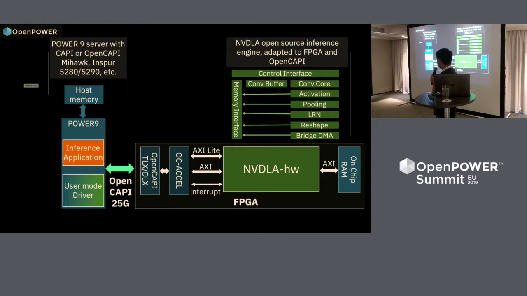And then for the host system, for the POWER system, we are running our project on a real POWER system, whose project name is 5290 from Inspur. Exactly, it is the same POWER system as IBM's Wistron's Mihawk, and we are using this machine to test our work.